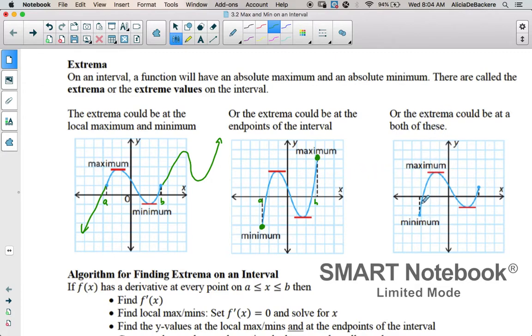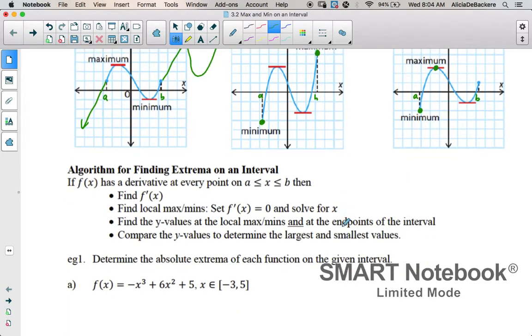So in this last picture here, again, we've cut off the function at x is a and x is b. And our minimum this time is one of the endpoints of the interval. And the maximum this time is one of the local maximums in the middle. So there's kind of three cases of what can happen.